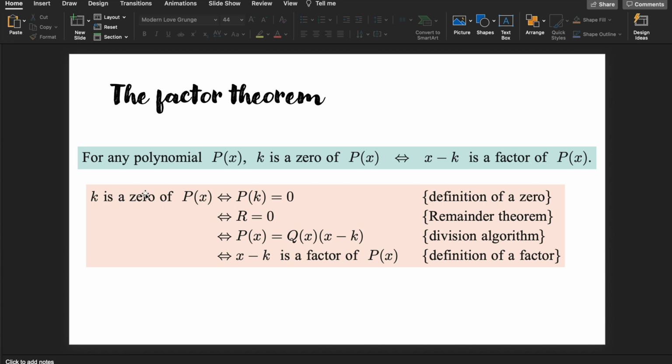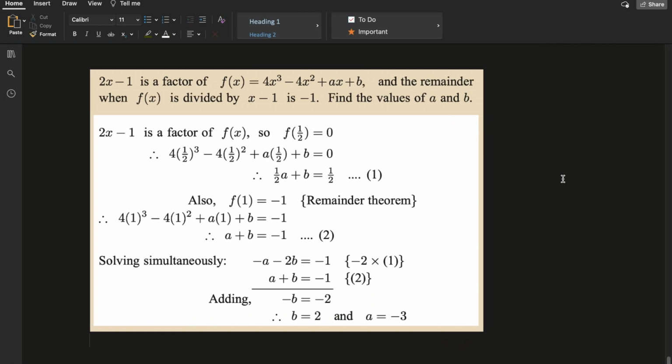So if k is a 0 of the polynomial, then p of k will be 0, meaning that the remainder will be 0, and p of x will just be this. And essentially it shows that x minus k is a factor of p of x. Now let's look at a worked example to see how it really plays out.